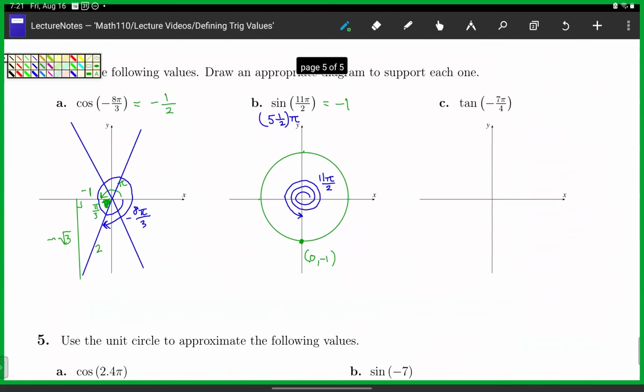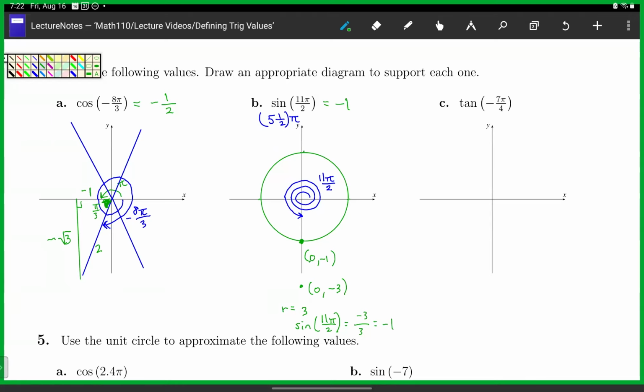I could put on the terminal side the point 0, -3, and in this case, r would be the distance of this point to the origin, which would be 3. And so the sine of 11 pi over 2 would be the y-coordinate, which is -3, divided by r, which is 3, which simplifies to -1. But in general, I think it's more helpful to use the unit circle in this case.